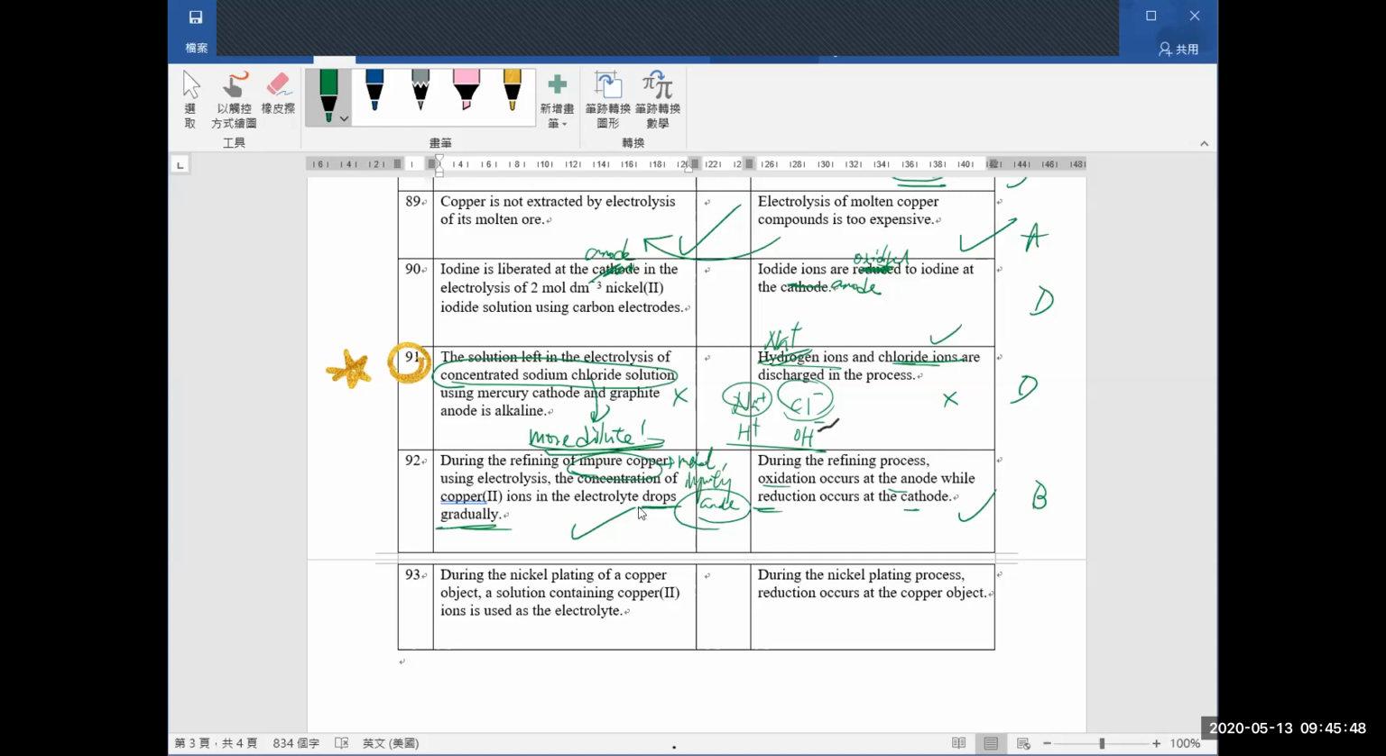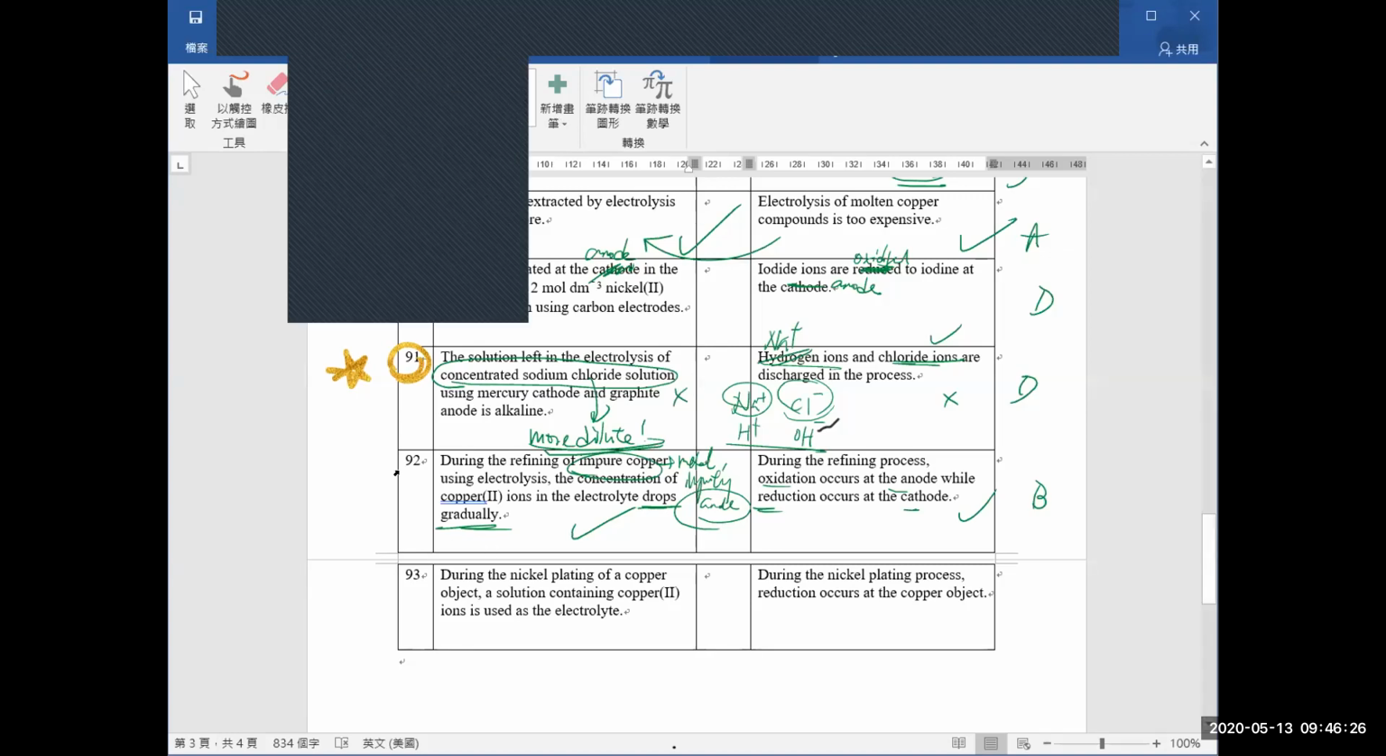But how about on the anode side, right? The electron loss comes from two sources. One is copper, one is those impure metals. So what is the hidden message? The copper two ions to be reduced cannot be compensated by the dissolution of the impure copper, okay? Because part of the metal is not copper. So what is the consequence for the copper two ions concentration? It drops gradually.